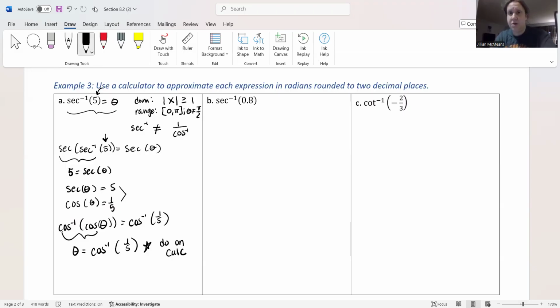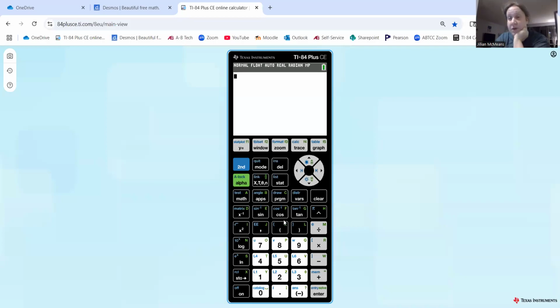This was a very long, drawn out explanation. The others are going to go much, well, I don't want to say much quicker, but they're going to go quicker. Okay. All right. So we can now do inverse cosine. So we go secant cosine. And remember, we have to apply inverse cosine to 1/5, not 5. So 1 divided by 5.